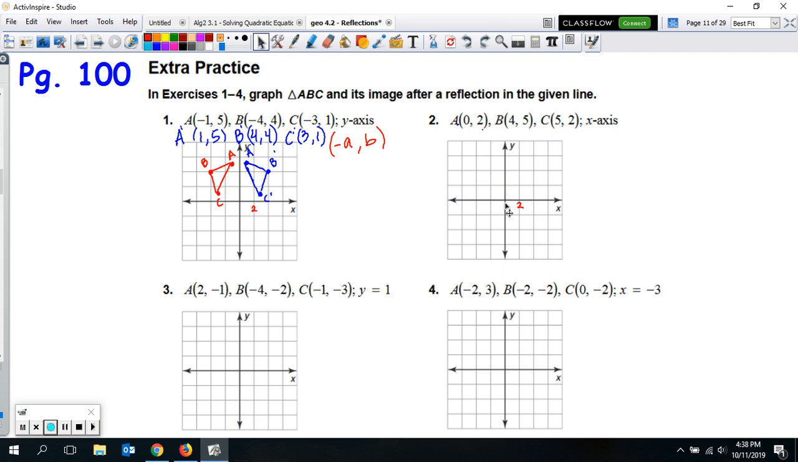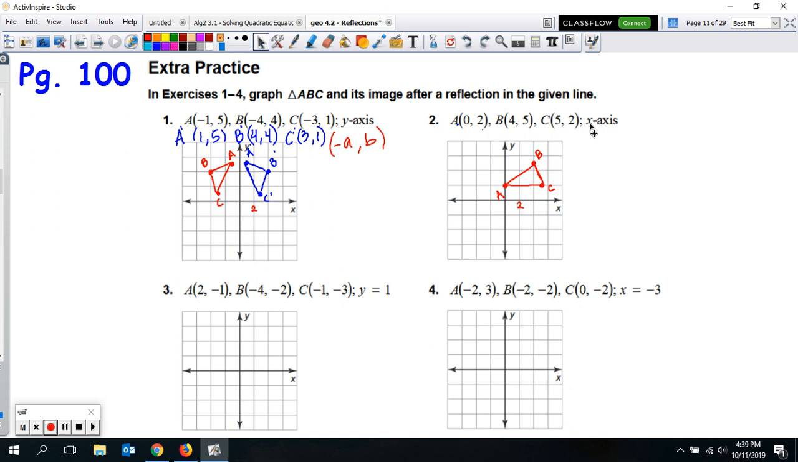So 0, 2 is just going to go up to right on the y-axis on that one for A. 4, 5. So 4 to the right, 5 up. So it's halfway there on that one. So B. And then 5, 2, it's going to be 2 and then halfway. And then 2 up, just one box up from there. So here's another triangle here. Let's go ahead and draw the triangle, connect the dots. Now this one wants us to do the reflection in the x-axis.